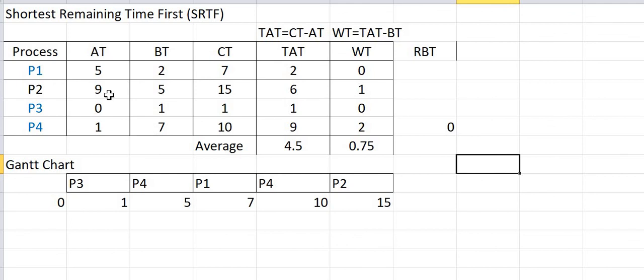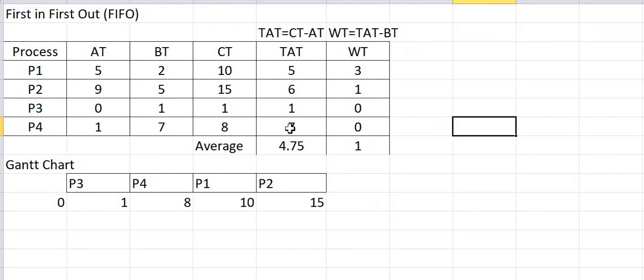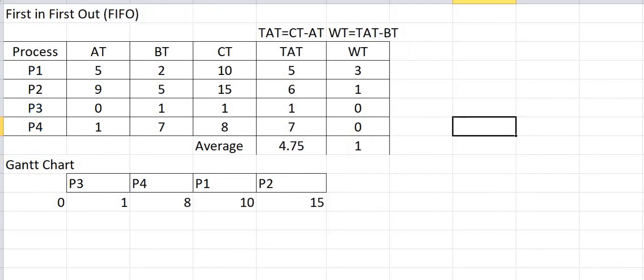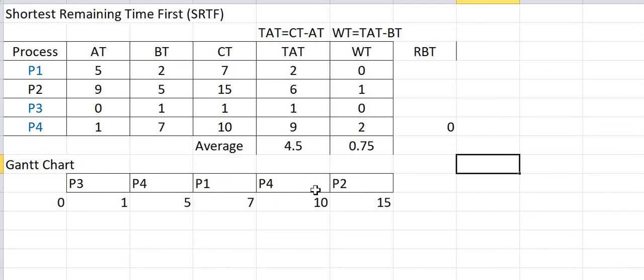For the same example we took for FIFO, it was 4.75 and 1. When we compare it with SRTF, it is 4.5 and 0.75. Comparatively the waiting time is reduced, and the turnaround time is also reduced. So we are done with FIFO and SJF. We'll continue with priority and round robin in the next video. Thank you.